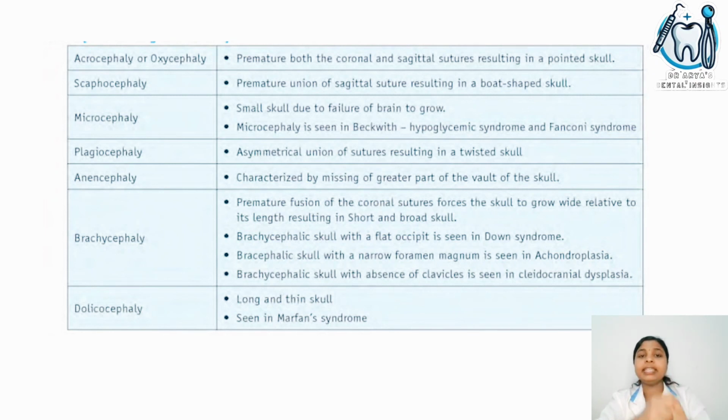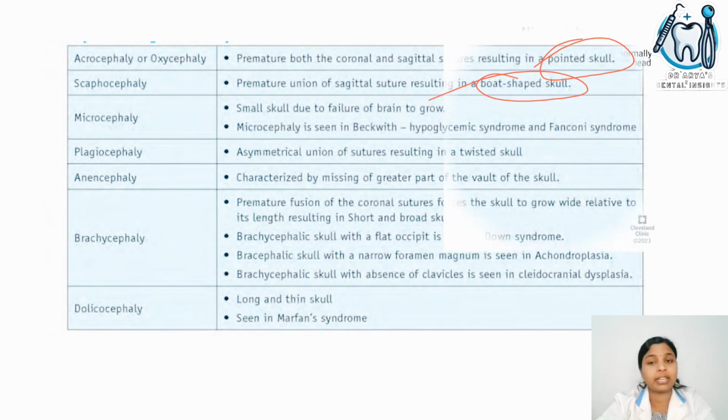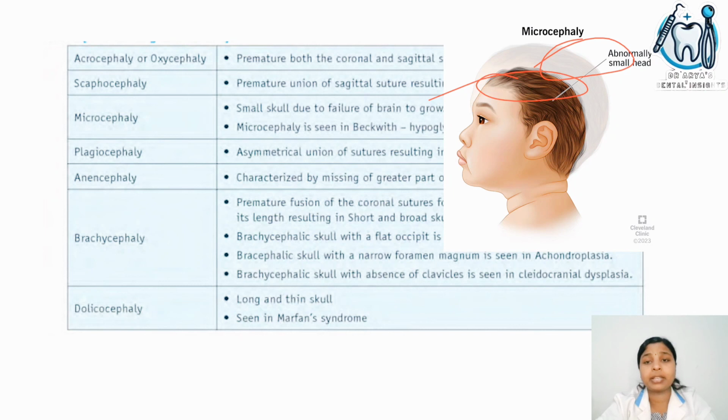Acrocephaly or oxycephaly. Here, premature closure of both the coronal and sagittal sutures results in a pointed skull. Then what is scaphocephaly? Here the premature union of sagittal suture results in a boat-shaped skull. And then microcephaly, it is a small skull due to failure of brain to grow. And it is seen in Beckwith-Wiedemann syndrome and Fanconi syndrome. So this is the microcephaly, an abnormally small head.